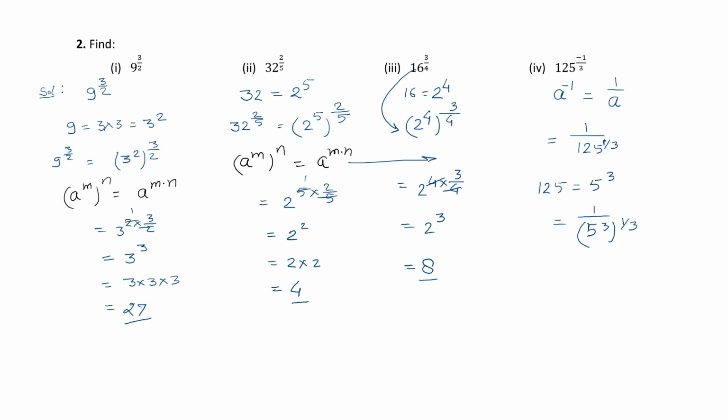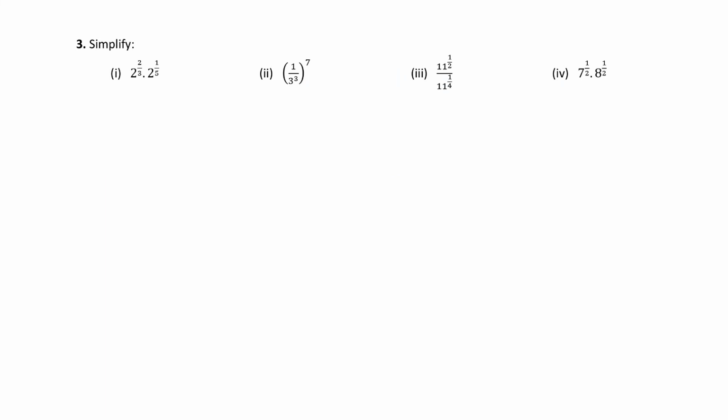So again applying the same identity, that is a to the power m to the power n equals a to the power m times n. So here we will get 1 upon 5 to the power 3 times 1 by 3, 3 into 1 by 3 is 1. So here we will get 1 by 5. Right. So next move to the next problem, that is simplify. So now we have to simplify all these given problems.